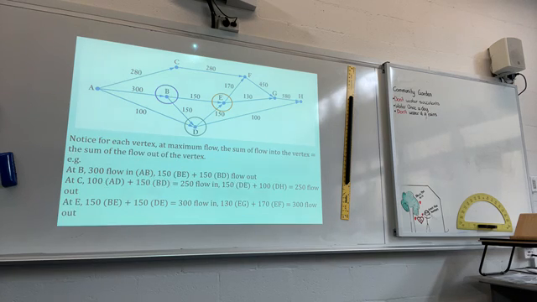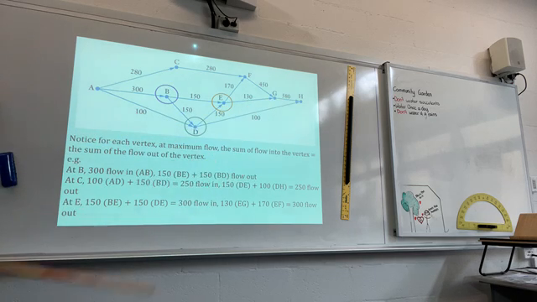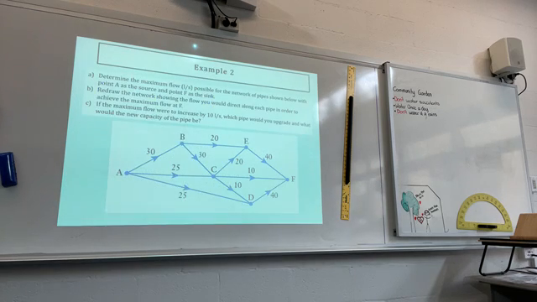Any question before I move on? And you can see that whatever came out from the source, 680, is the same as whatever goes into the sink, which is 680. Yeah? Alright, I'll move on. You have to do some practice, this one.